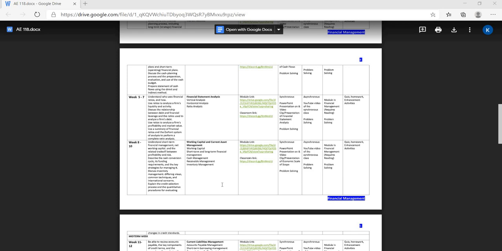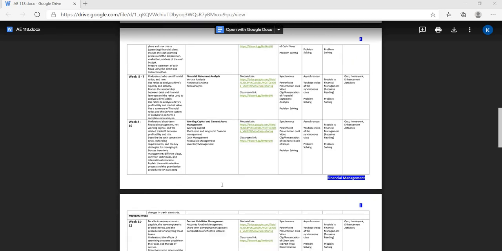How assets are managed. Cash is very susceptible to theft. So how do you manage that? Inventories also are very susceptible to theft, expiration, and so on. So how do companies manage that? Accounts receivable, what happens when someone is not paying, or how do you manage those receivables?